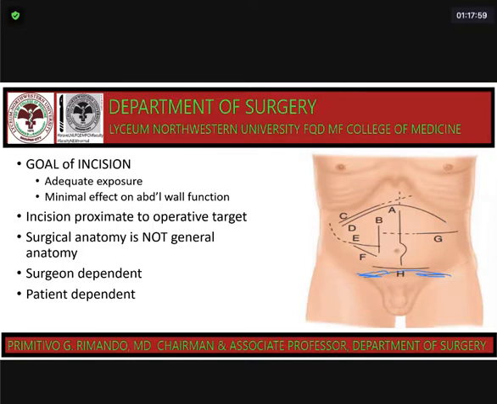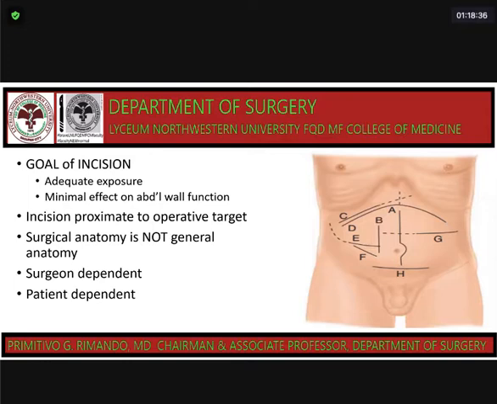Okay, so sometimes you hear patients and sometimes even doctors, non-surgeons, would say, Doc, you already went inside the abdomen. Why didn't you see that? So we have to explain this to them, that surgical anatomy is different from general anatomy. You don't explore just because you want to explore. There should be an indication for you to explore.